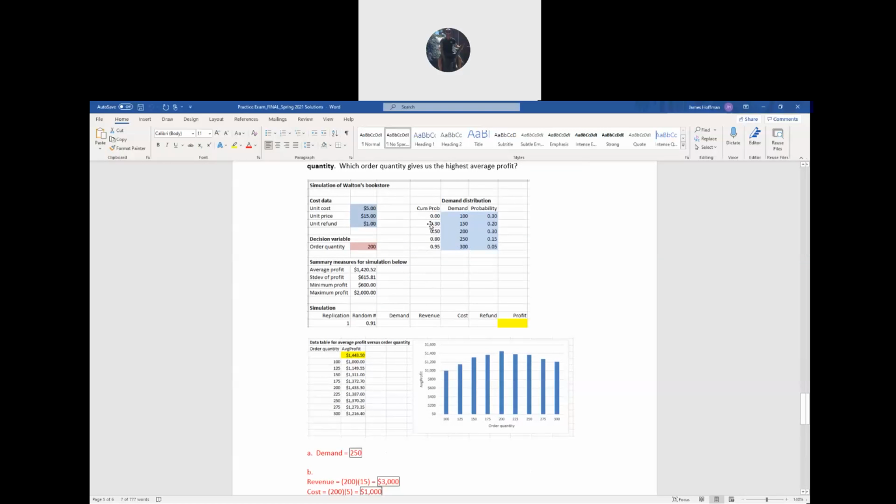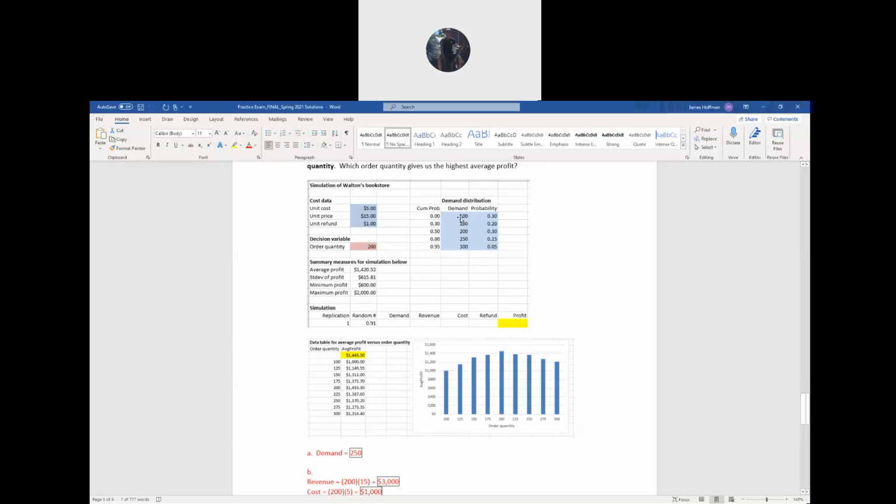So this is how you look at the breakdown. If it's between 0 and 0.3, demand is 100. If it's between 0.3 and 0.5, it's 150. If it's between 0.5 and 0.8, it's 200. If it's between 0.8 and 0.95, it's 250. And if it's over 0.95, it's 300.